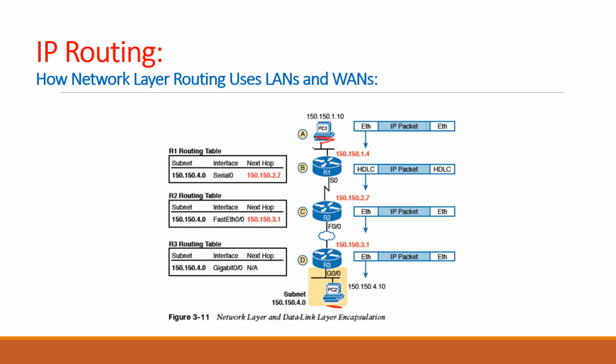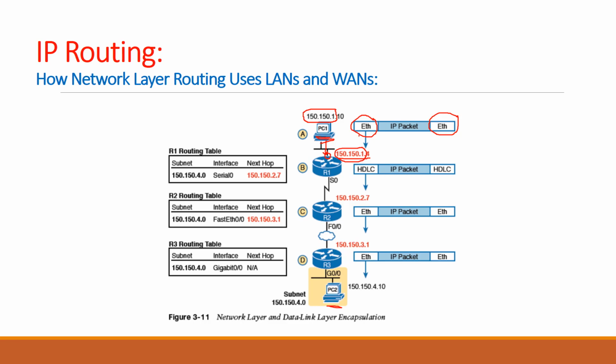PC1, before sending the IP packet, encapsulates an Ethernet frame, header and trailer, and sends to R1, whose interface has the IP address 150.150.1.4. As you can see here, the first 3 octets are the same, which means they are in the same subnet or in the same group. But don't think about this right now, because we will discuss it in more detail in later videos.